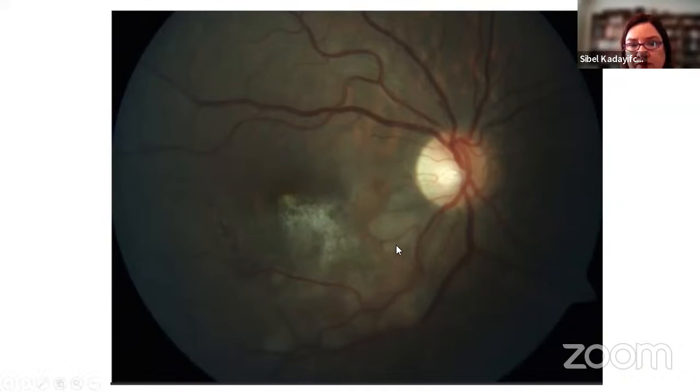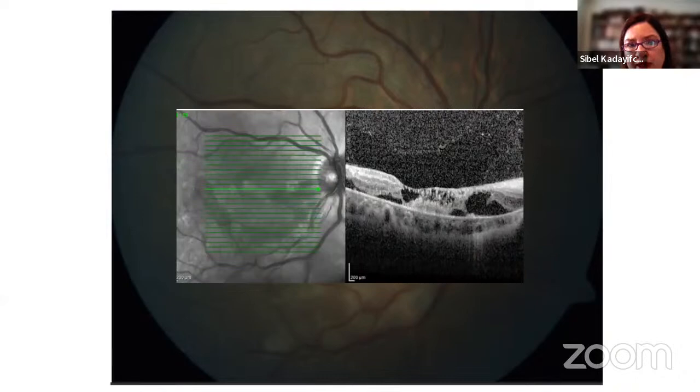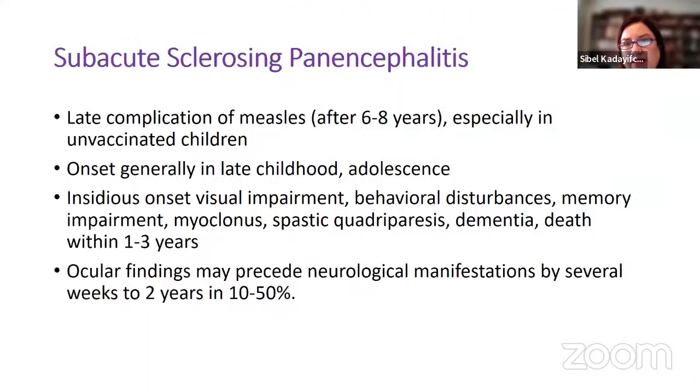I think Dr. Vishali Gupta has shown a similar case 1 month ago in a virtual meeting. This granular type of appearance and irregular map-like appearance, we have to look for with OCT. And when we look at the OCT, we see a moth-eaten appearance in this child with subacute sclerosing panencephalitis, which is a long-term complication of measles, especially in unvaccinated children.